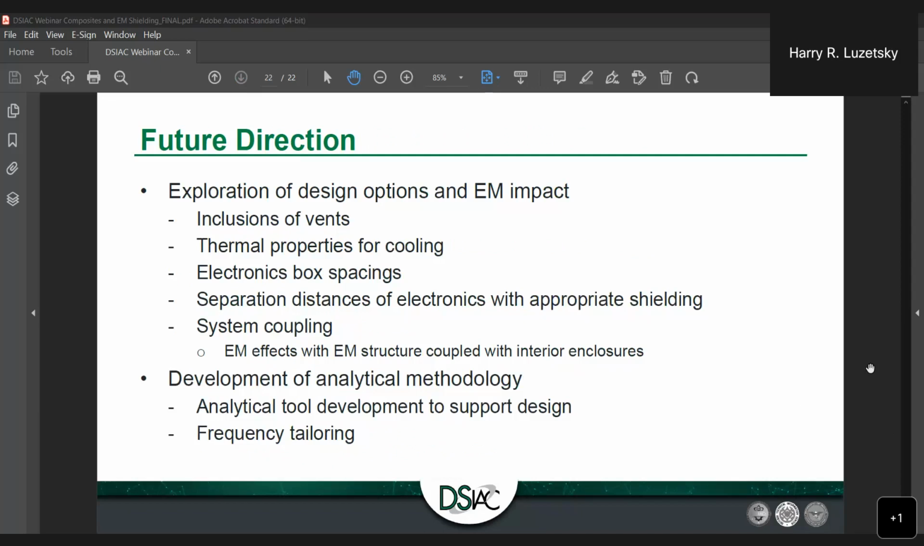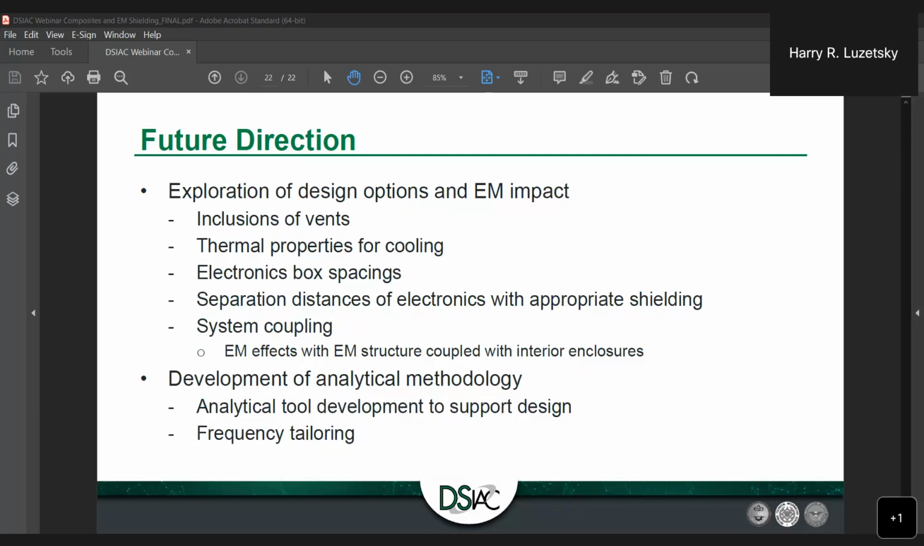We're exploring design options and the impact of them on electromagnetics. These include vents, thermal properties for cooling, electronic box spacing, for example. One of the things we're also considering is system coupling.